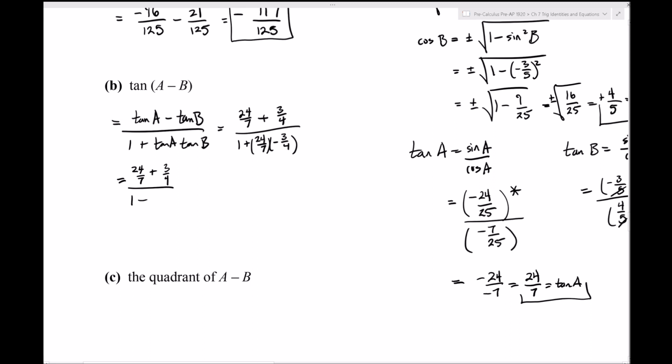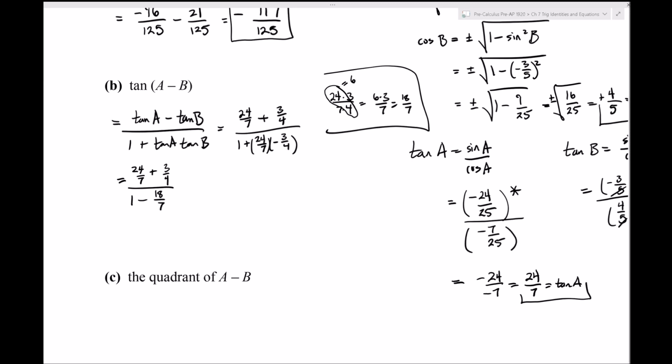minus 24 times 3, let's see, and then we have a 7 and a 4. The 4 divides the 24, that turns it into a 6. 6 times 3 is 18, and then over the 7. So here, this is what I was doing verbally. 24 times 3 over 7 times 4. The 24 and the 4 divide to 6. 6 times 3 over 7. 18 over 7. And that's just a little extra work that I did over here.